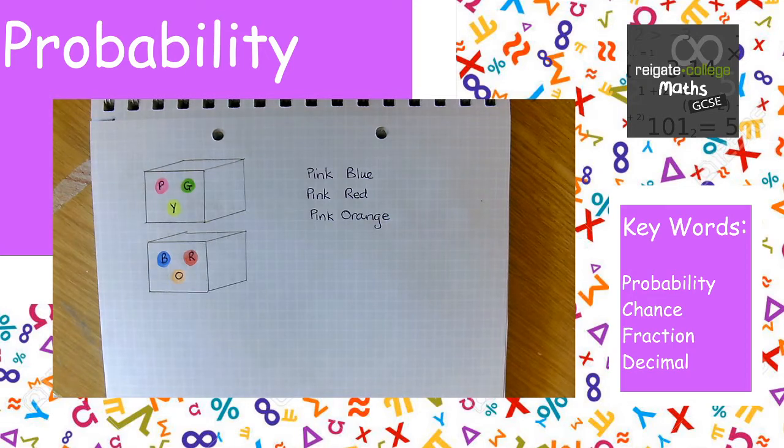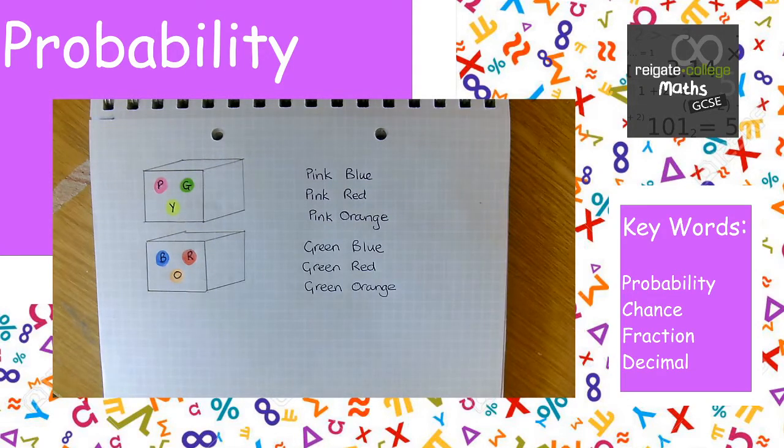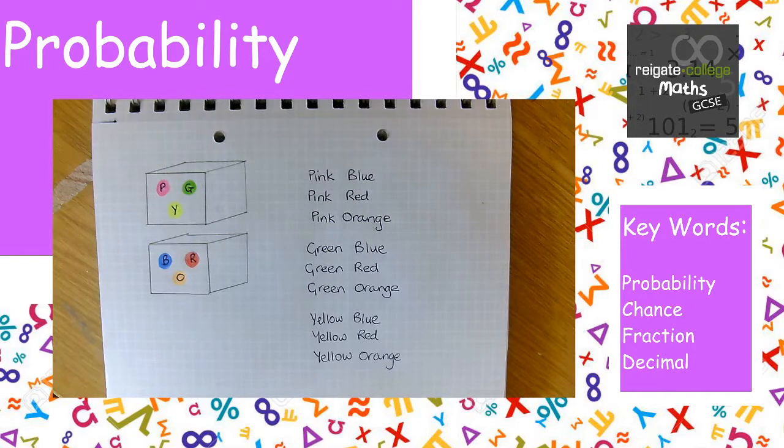Green next. There I have 3 different possibilities if I pull a green out of the first box. And then for my last one, I'm going to pull a yellow out of the first box. So now I have listed all 9 different options for pulling the different counters out of those boxes.